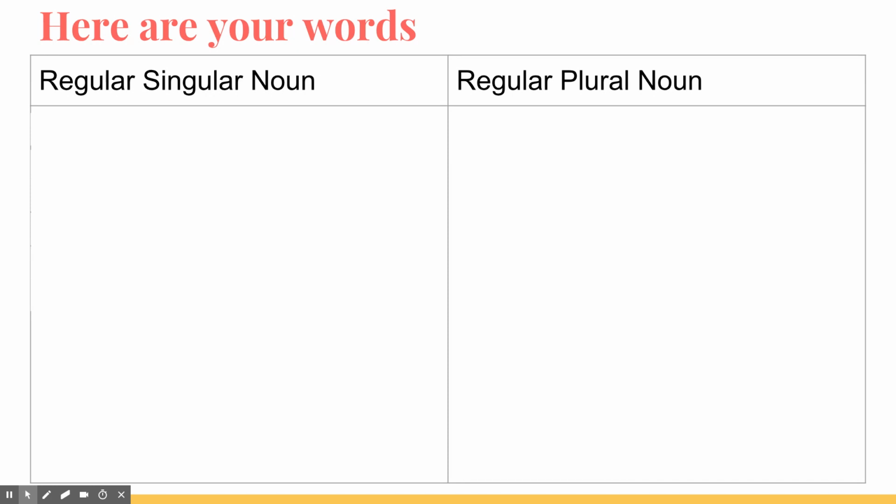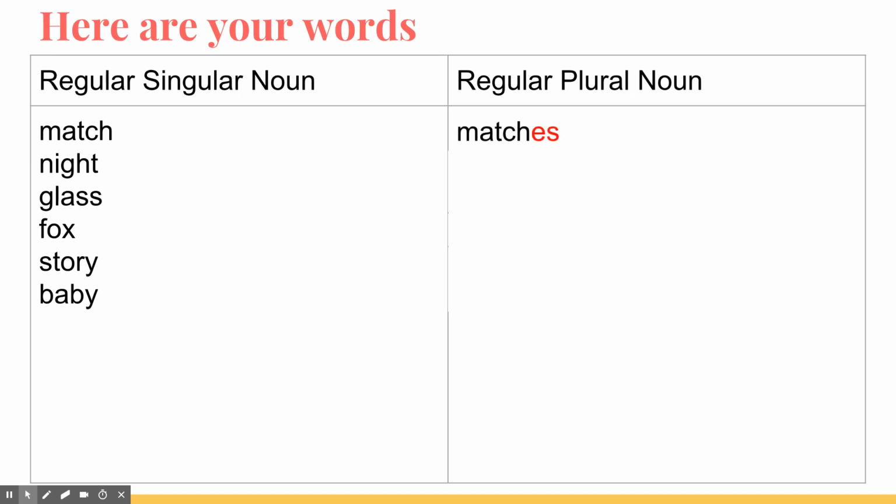To start with, your regular singular nouns for this week, the root words are match, night, glass, fox, story, and baby. Now, to make a plural, to say more than one of these root words, we have some special rules. So for the word match, you know that the plural form is matches. So you can hear that ES on the end that we add, matches.